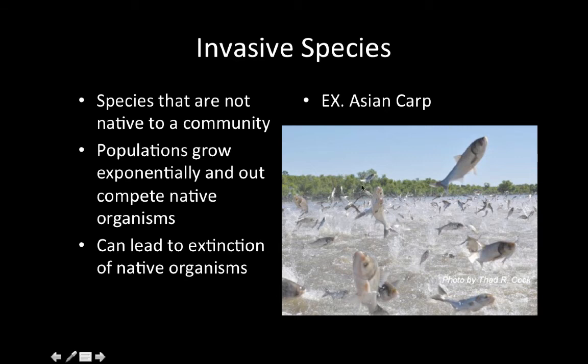The fear is that the Asian carp are headed towards the Great Lakes. They're moving north towards cooler waters, and we're spending a lot of money in the United States government to try to keep the Asian carp out of the Great Lakes because that will also hurt the fishing industry there.